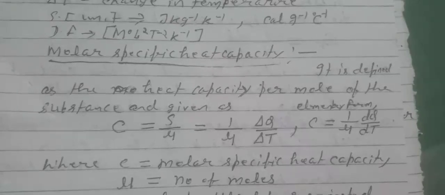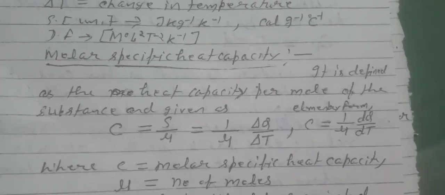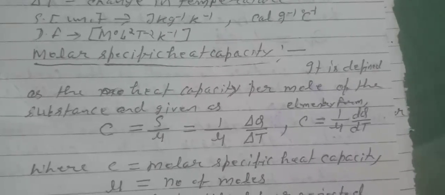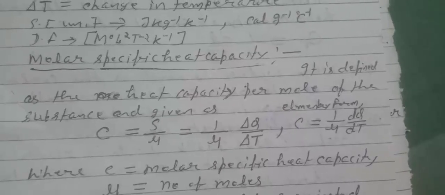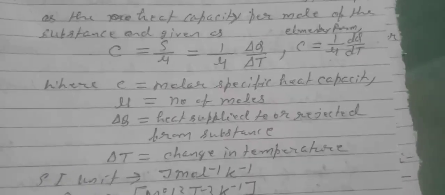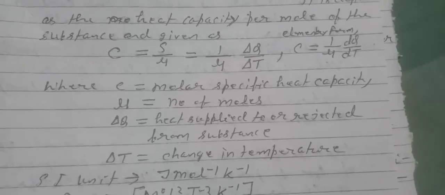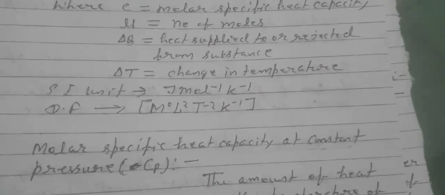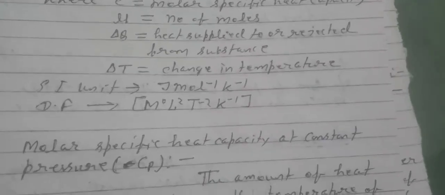Molar specific heat capacity. It is defined as the heat capacity per mole of the substance and given as C = S/μ = (1/μ)(ΔQ/ΔT). In elementary form, C = (1/μ)(dQ/dT), where C is the molar specific heat capacity, μ is the number of moles, ΔQ is the heat supplied to or rejected from the substance, and ΔT is the change in temperature. SI unit is joule per mole per Kelvin, and the dimensional formula is M⁰L²T⁻²K⁻¹.